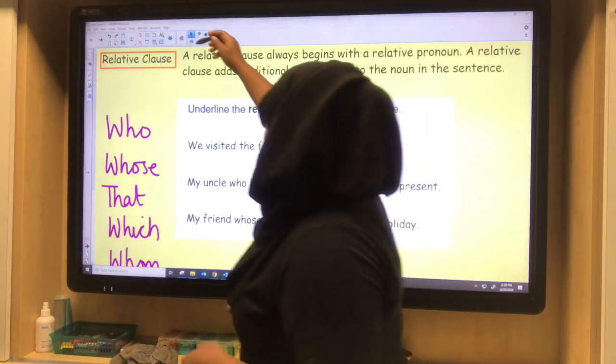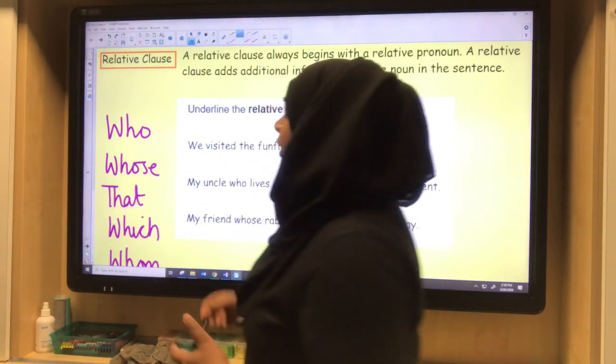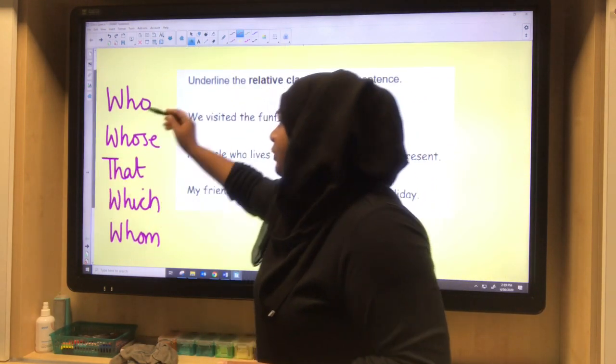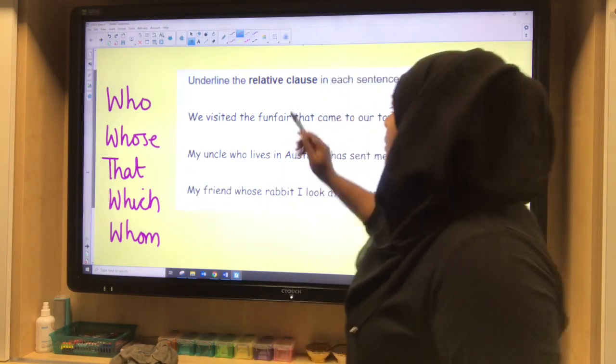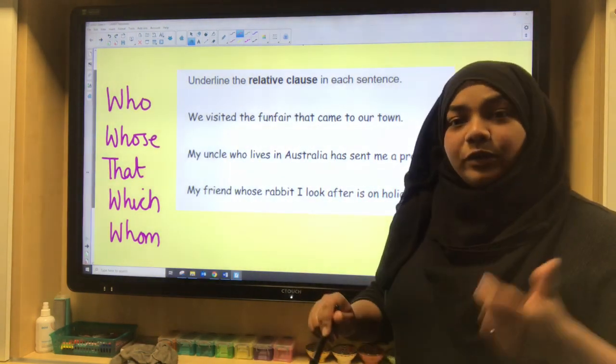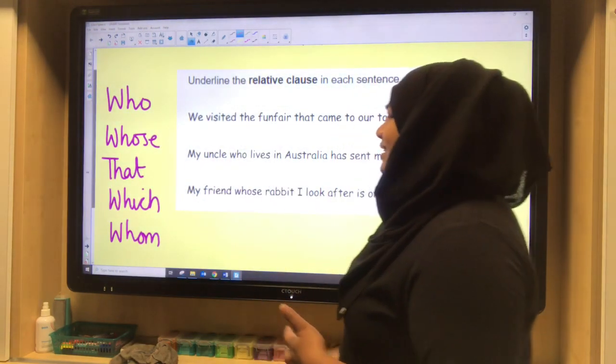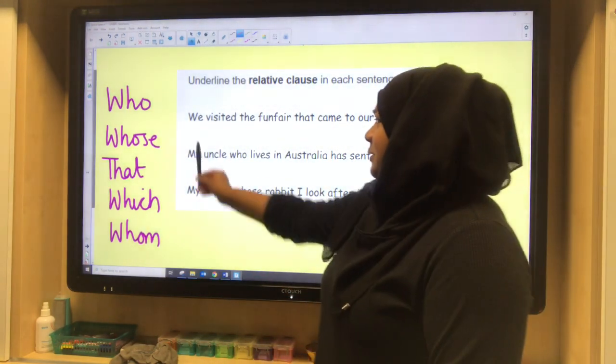Right, so let's do the first one together. Mrs. Gale quite helpfully has listed some of the relative pronouns down here. So we've got who, whose, that, which, and whom. We know that all relative clauses begin with a relative pronoun. So the first thing I'm going to do is look for a relative pronoun in the sentence. So Mrs. Gale, tell me when to stop.